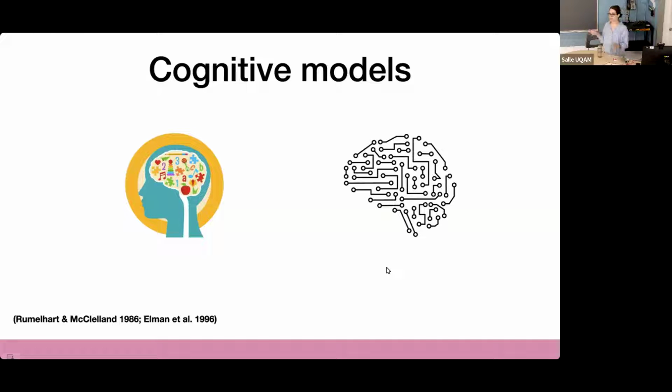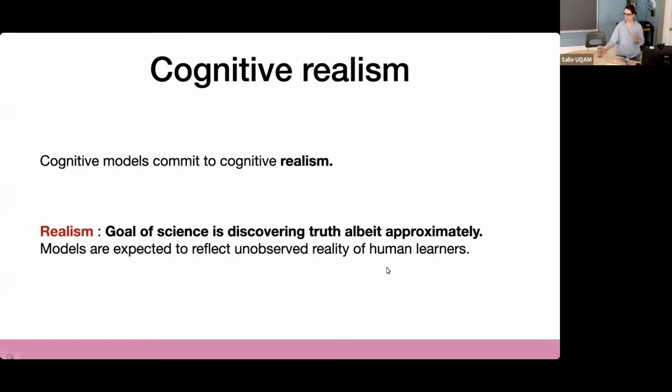So when we observe a result in our model, we could then, through our linking hypotheses, conclude that they might also apply to the human mind. So cognitive models create these linking hypotheses, right? And they do adhere to a philosophy from philosophy of science, which is cognitive realism. So they commit to being cognitively real. This means that realism is seen as a goal for science of discovering the truth, albeit approximately. So our models are expected to reflect the unobserved reality of human learners.